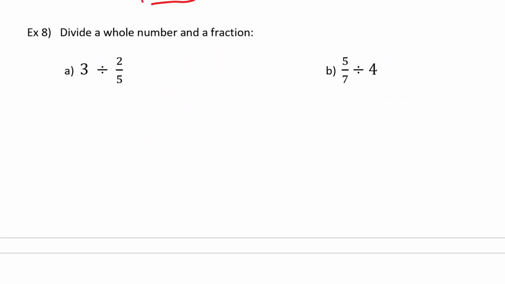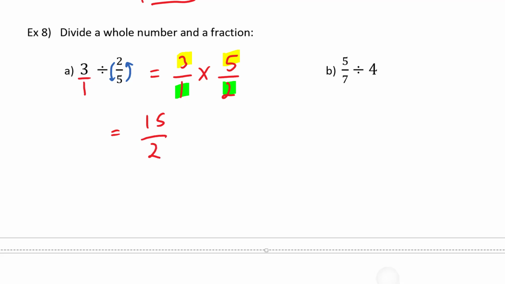Let's now divide a whole number and a fraction. We turned the 3 into a fraction by dividing by a denominator of 1. We take the value that comes after the division sign and we take the reciprocal. This now becomes 3 over 1. We change the division sign to a multiplication sign, and we take the reciprocal. Can we cancel anything out here? We cannot. Multiply the numerators, multiply the denominators. This becomes 15 over 2. Let's turn that into a mixed number. Well, 2 times 7 is 14, 1 remaining.